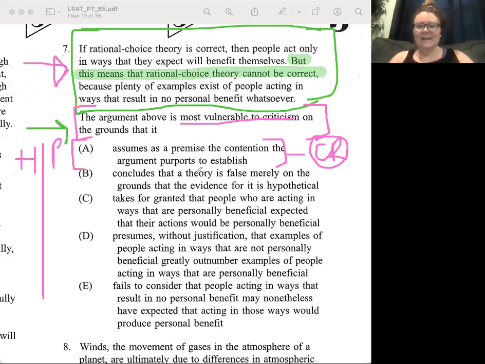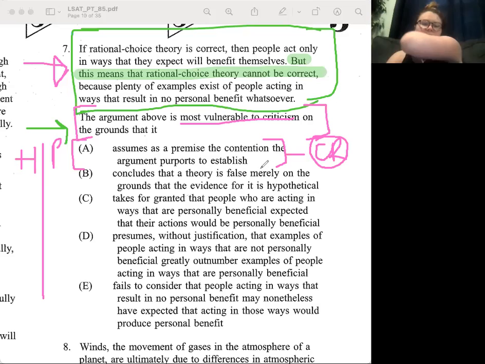Sometimes it'll be like it assumes what it seeks to establish or something like that. Yeah, okay. All right, so go ahead and go on to B. Concludes that a theory is false merely on the grounds that the evidence for it is hypothetical. So just basically saying that whatever theory you're presenting is always going to be wrong because you can't really prove it. It's just like hypothetical thinking.